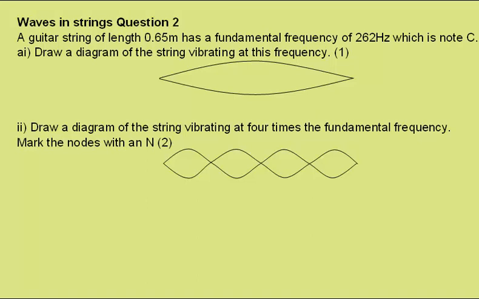Don't forget to mark in the nodes. Well, the nodes are where there is no displacement, so that is at these points. These points in between the nodes are called the antinodes.